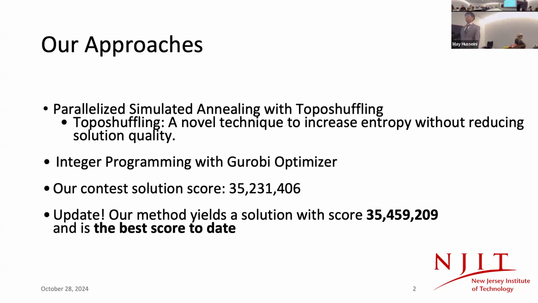Okay, so here's a quick summary of our approaches. We utilize simulated annealing with a novel method called Topo shuffling, which is a technique to introduce entropy into the system without reducing the solution quality. We also use integer programming with the Gurobi optimizer, and our contest solution score was 35,231,406. After the contest ended, we've gotten a score of 35,459,209. It's actually 212. And this is the best score to date.